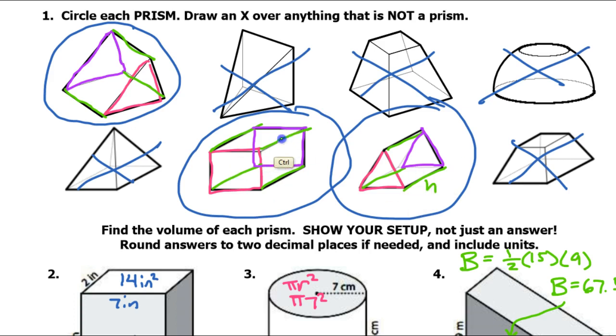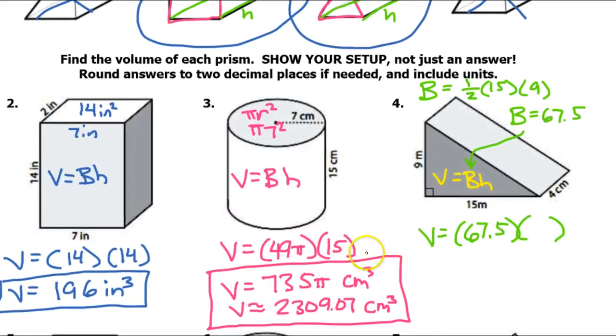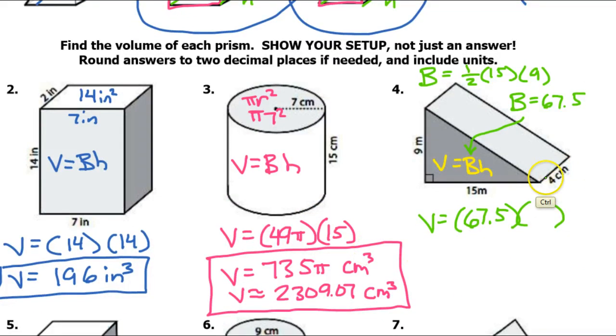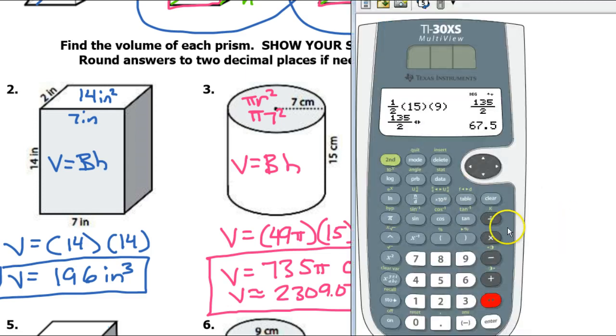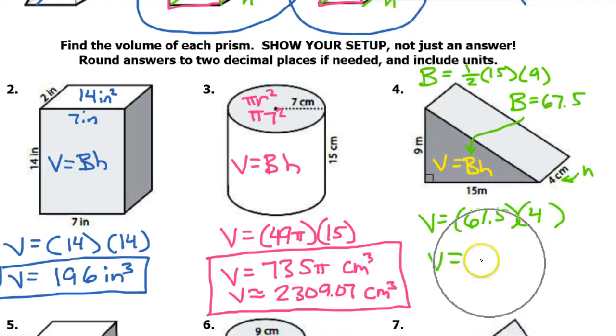And for this problem, this is the height. This green line is the height. For this problem, this is the height. So notice that the height does not have to be vertical. It's just the lines connecting the bases. So in this case, the height is 4 centimeters. Okay, this is the height right here. So 67.5 times 4. I already have 67.5, so I can just go times 4. 270.